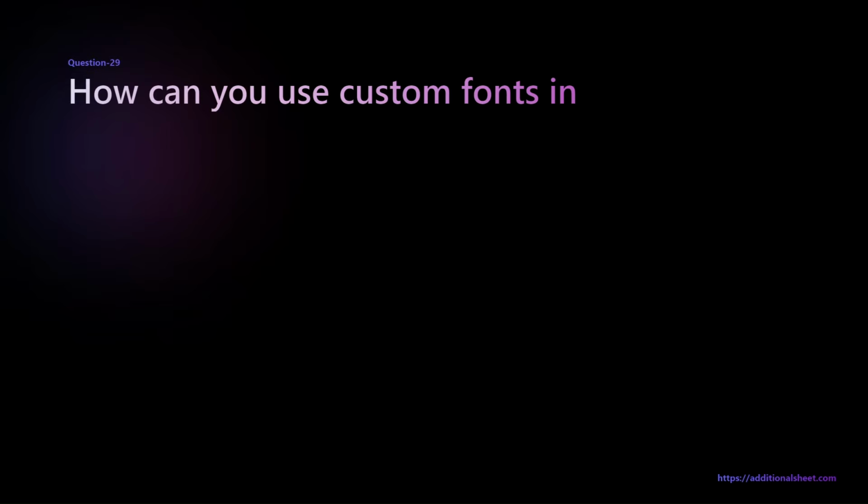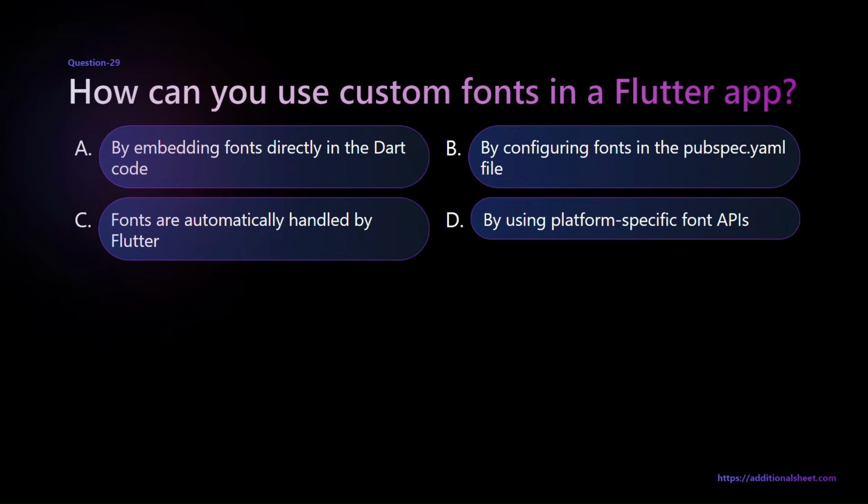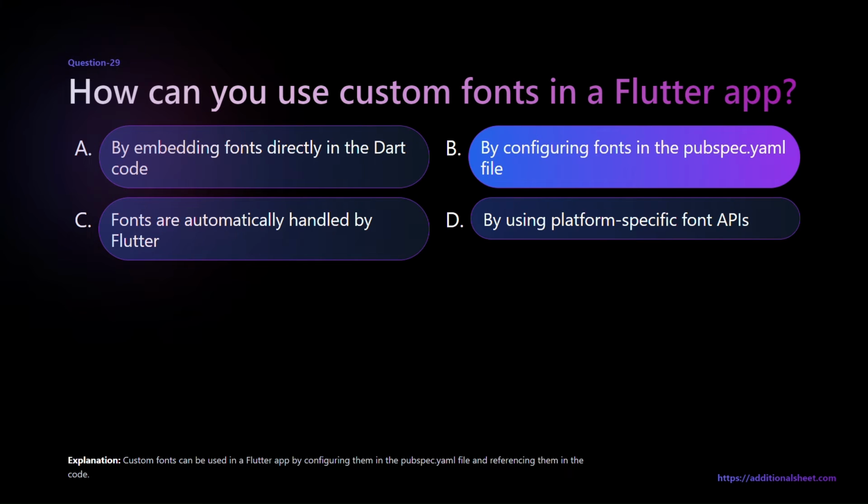How can you use custom fonts in a Flutter app? Option A, by embedding fonts directly in the Dart code. Option B, by configuring fonts in the pubspec.yaml file. Option C, fonts are automatically handled by Flutter. Option D, by using platform-specific font APIs. The correct answer is option B, by configuring fonts in the pubspec.yaml file.